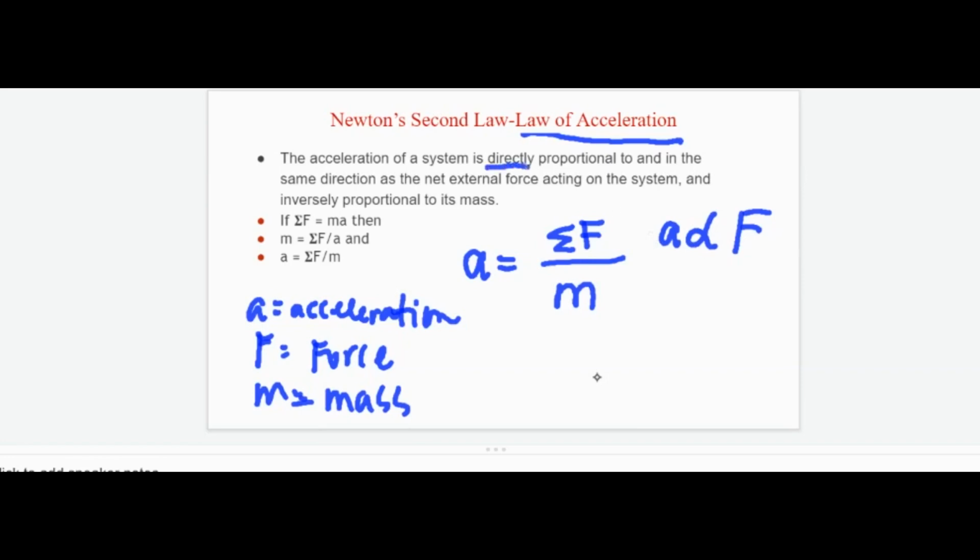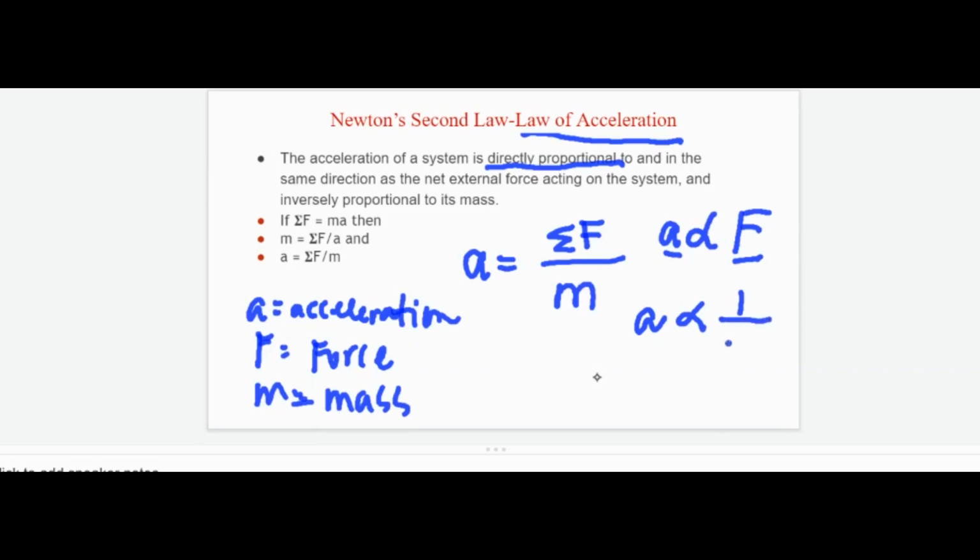So look at the words directly proportional. What are these two variables that are directly affecting each other? Acceleration and force. So if I triple the force, then the acceleration will be tripled, which makes sense. How about acceleration and mass? So acceleration is inversely proportional.